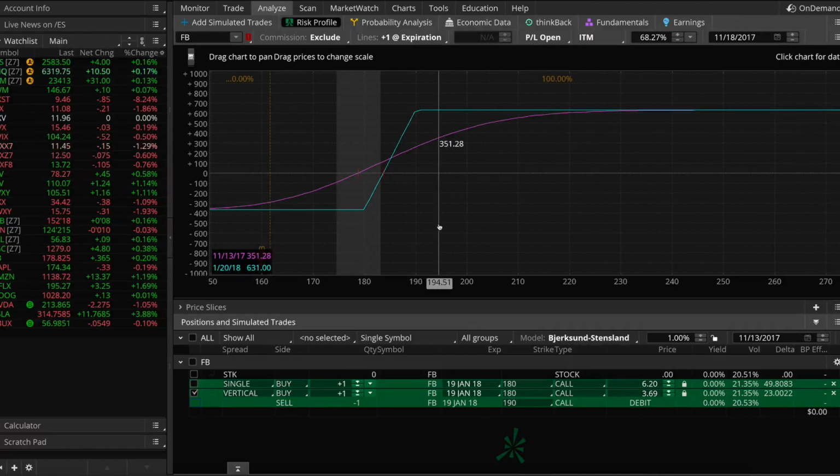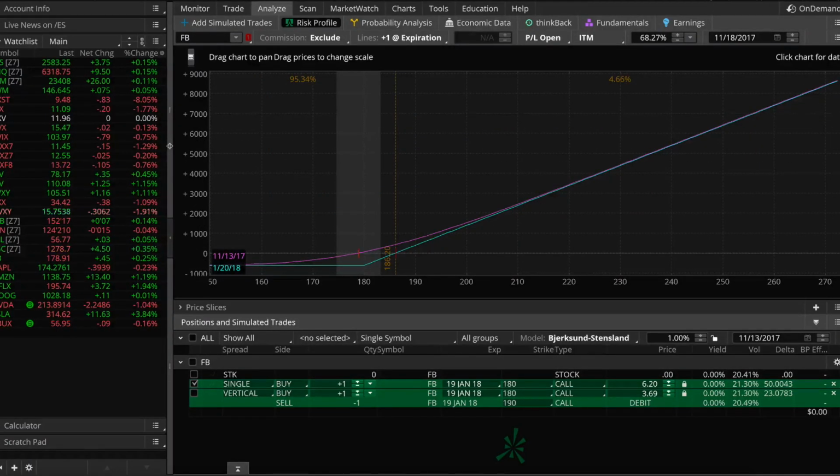Now, I didn't mention it, but the profit potential can be calculated by taking the width of the call spread and subtracting the debit from it. So in this case, we're selling the 190 call and buying the 180 call, which means our call spread width is $10. So 190 minus 180 is $10. And if we subtract $3.69 from that, we get $6.31. If we multiply that by 100, we get $631 of profit potential per call spread that we purchase. So while we have limited profit potential, our loss potential is much lower compared to just buying this call option.